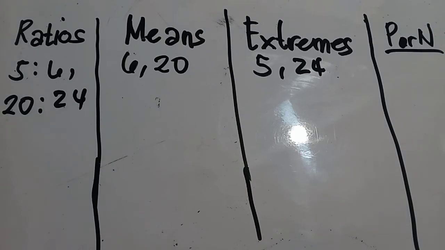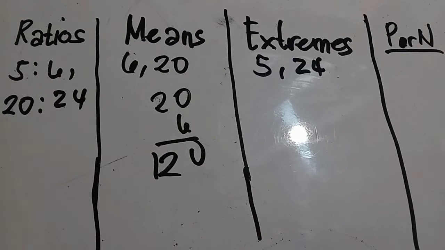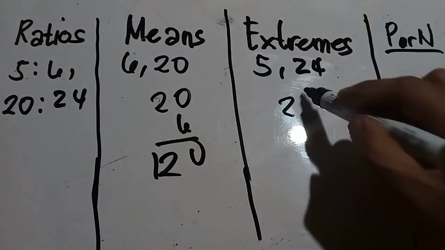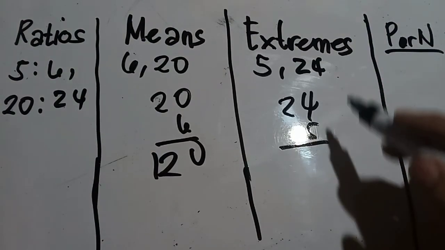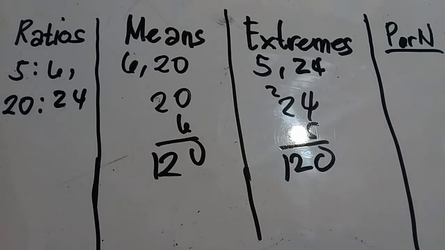So para ma-check natin kung proportion ba or not, i-multiply natin. So, ang ating means, 6 times 20, that is what? 120. Yan, 20 times 6, 120. How about our extremes? 24 times 5. 5 times 4, that is 20. 5 times 2 is 10, plus 2 is 12. So 120. Is that equal? Yes, ibig sabihin, ang ating problem ay proportion.